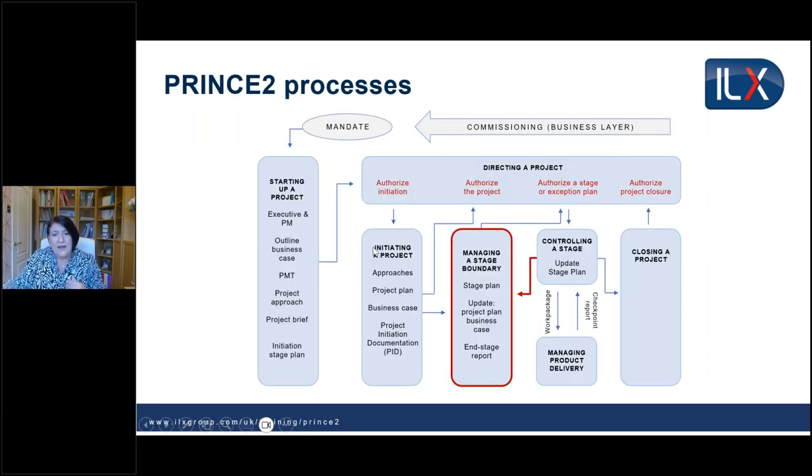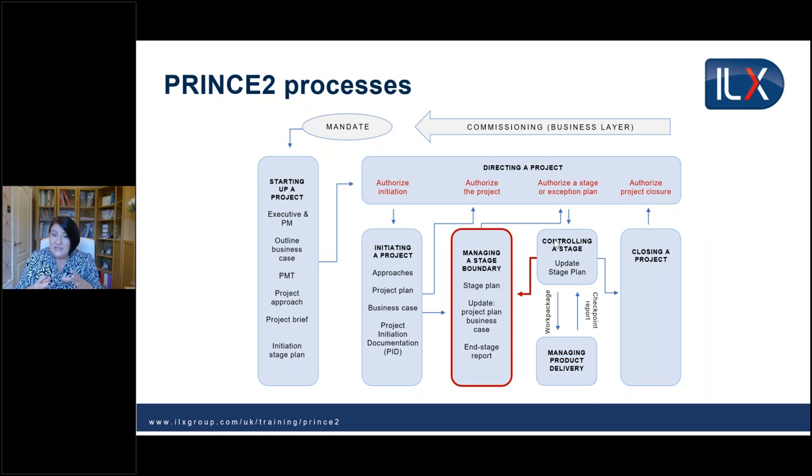So coming back to our processes then. In control in the stage, we've been getting update reports from the team manager. And when we are updating the stage plan, as we are coming towards the end of one stage, that's the trigger to come into managing a stage boundary to plan the next stage.